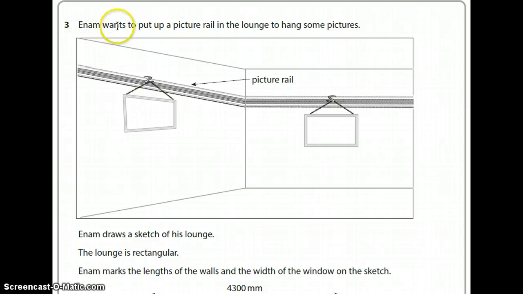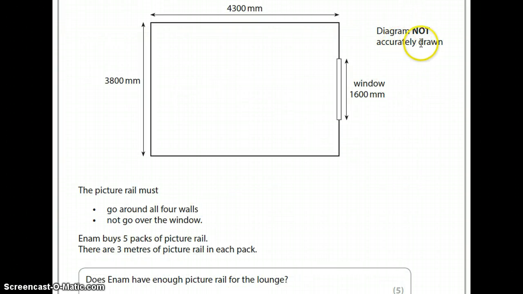Number 3. Enam wants to put a picture rail in the lounge to hang some pictures. Picture rail. Enam draws a sketch of his lounge. The lounge is rectangular. Enam marks the lengths of the walls and the width of the window on the sketch. Diagram not accurately drawn. Window. The picture rail must go around all 4 walls, not go over the window.